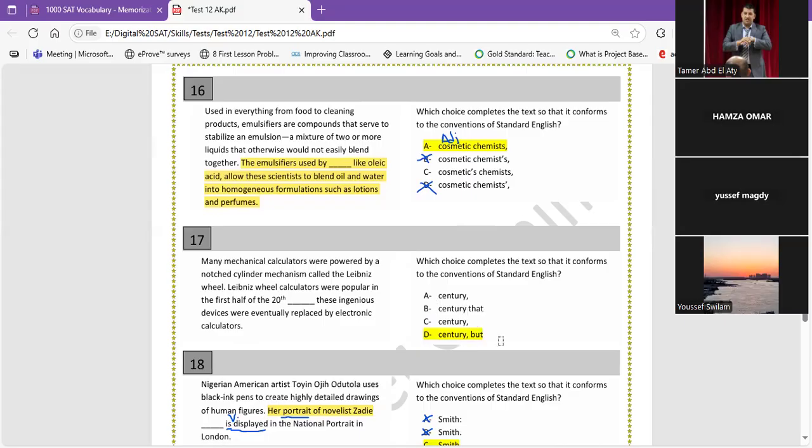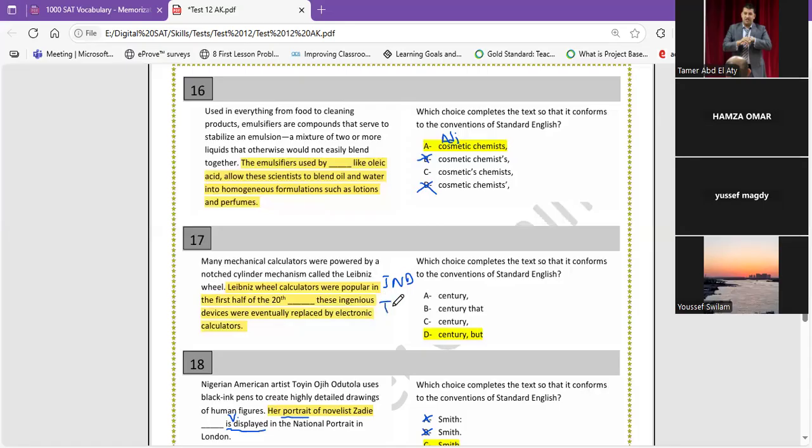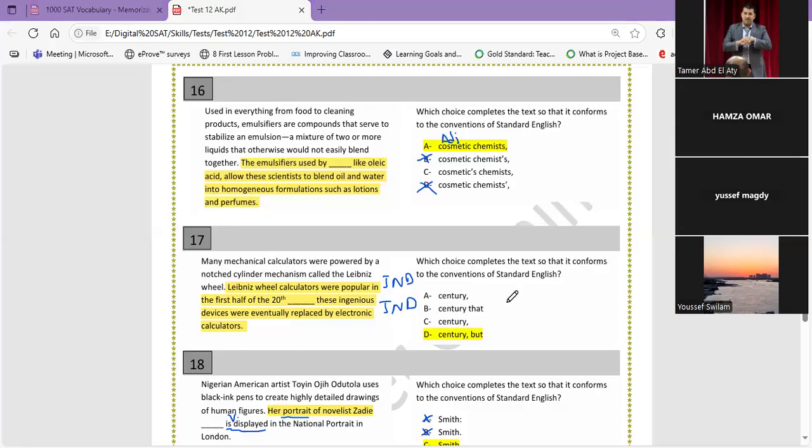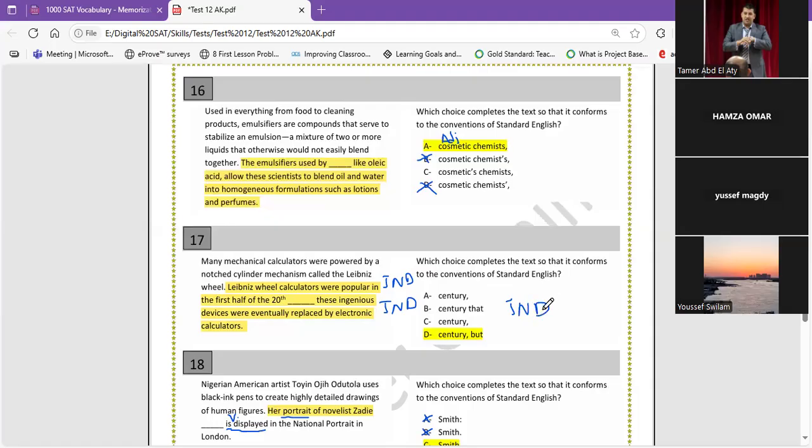Now, this is domain 4, skill 2, boundaries. So what we're going to do, take the sentence from here. He said Leibniz wheel calculators were popular in the first half of the 20th century. This is independent. These ingenious devices were another independent. So now it's easy. If we have two independents that follow each other, what are we going to do? We put a comma, FANBOYS, or a semicolon, or a full stop. So here, comma, FANBOYS.